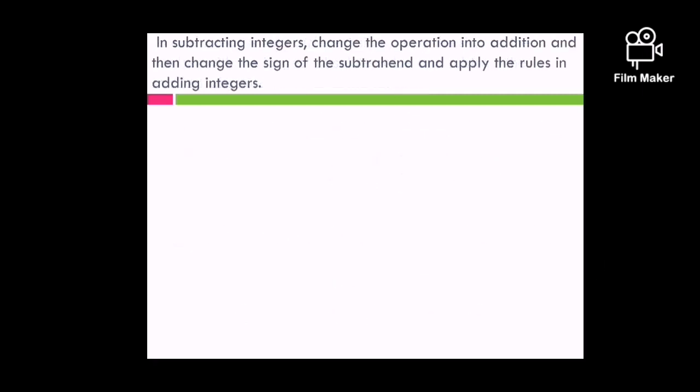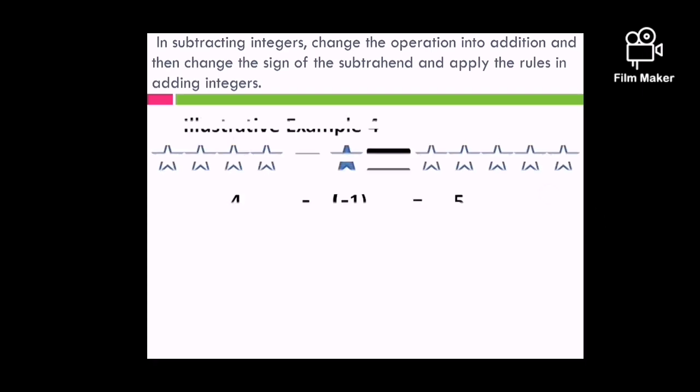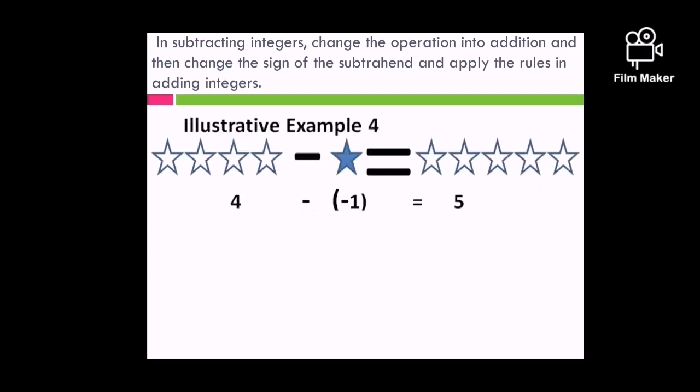In subtracting integers naman, change the operation into addition and then change the sign of the subtrahend and apply the rules in adding integers. So, let us have this 4 minus negative 1. So, kung makikita nyo, may 4 white stars minus negative 1 or 1 blue star.